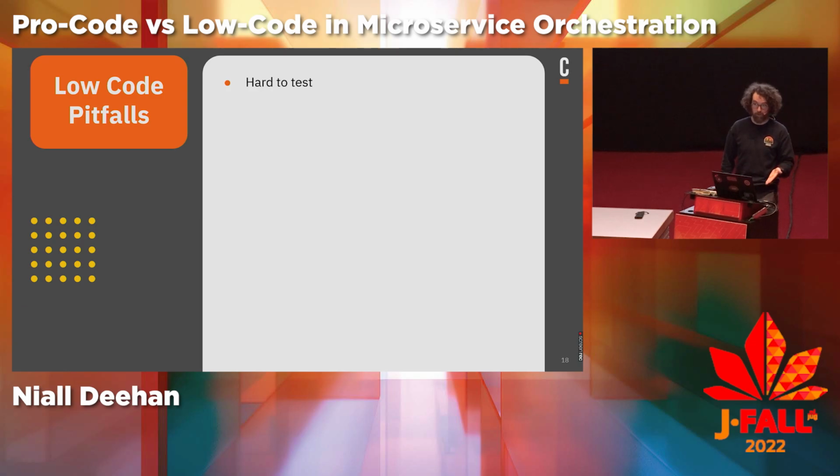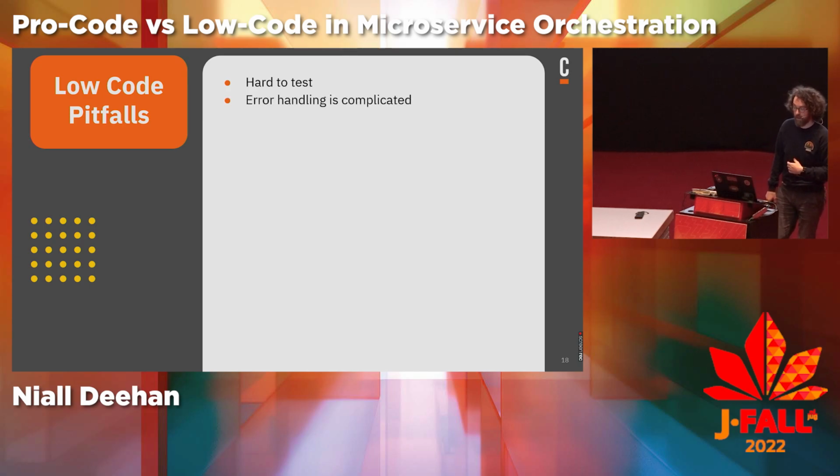You also don't own the code, the services' code themselves, so it's hard to know exactly what that's doing behind the scenes. Error handling is complicated. Because the vendor kind of controls that ecosystem, they own the state and the process, but they also own the business logic and the connectors.